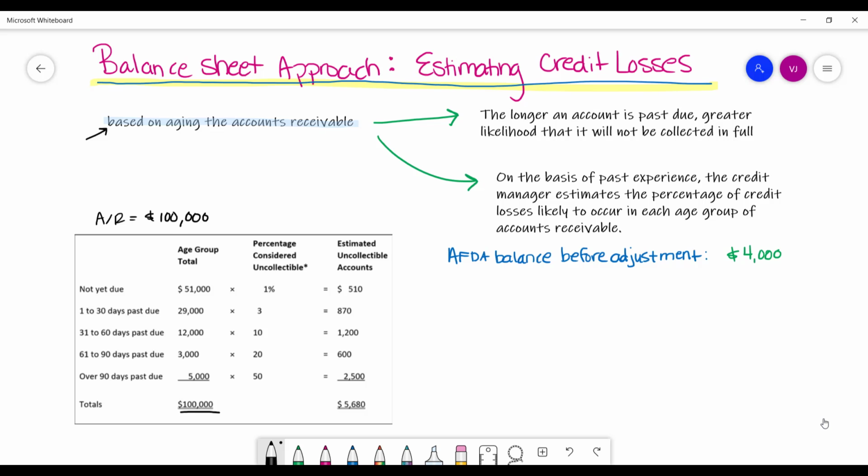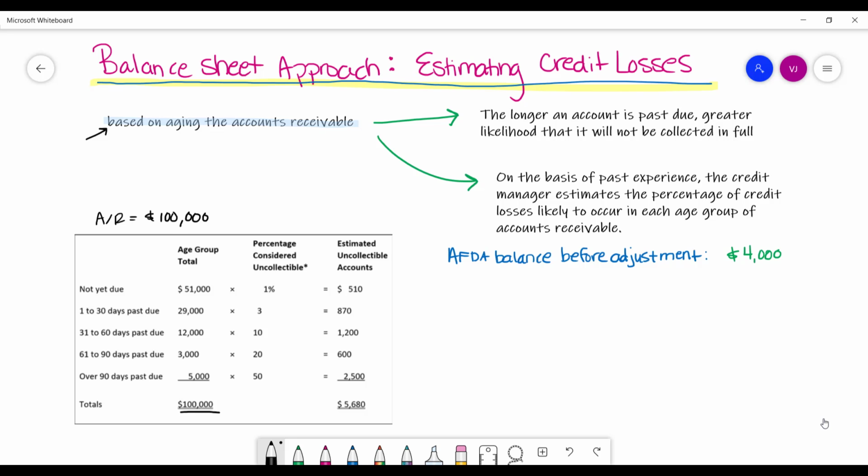Of the $100,000 of total accounts receivable, there's $12,000 that is 31 to 60 days past due. Of this $12,000, management estimates that 10% of it will never be collected. Then $3,000 of the $100,000 is 61 to 90 days past due, and because it's a lot older than the rest, management anticipates that about 20% of that will never be collected. Finally, $5,000 of the $100,000 is over 90 days past due. So it's the oldest portion of that $100,000, and because it's been past due for so long, management estimates that 50% of it will be uncollectible.